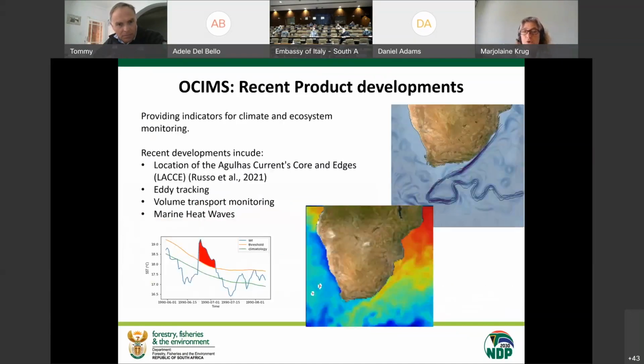Other things that we do are development of products, value-added products from satellites. For example, we do eddy tracking, and we have developed a regional algorithm to track the position of the Agulhas current in real time, and also using the forecast models. And this can be used not only to monitor climate variability, but also to support improving the fishing route or understanding the ocean conditions better.